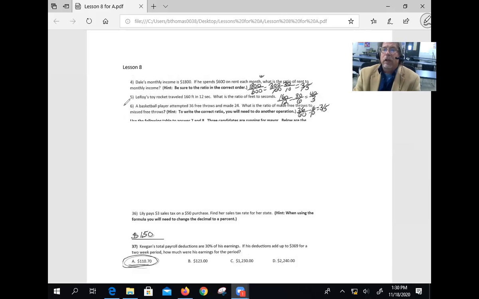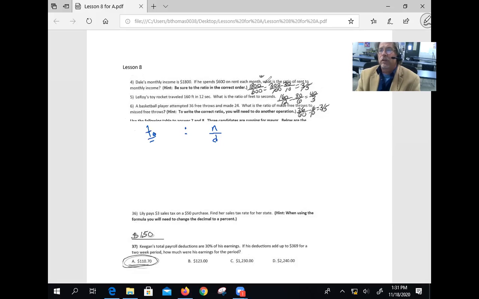So the next thing we want to look at is lesson 8. The first few questions, 4, 5, and 6, are dealing with ratios. Again, a ratio is comparing two numbers either with the word to, or we're using a colon, or we're using the fraction bar, so that top and bottom number. So a lot of times in the question you'll see that word to, that tells you that you're talking about ratio stuff.